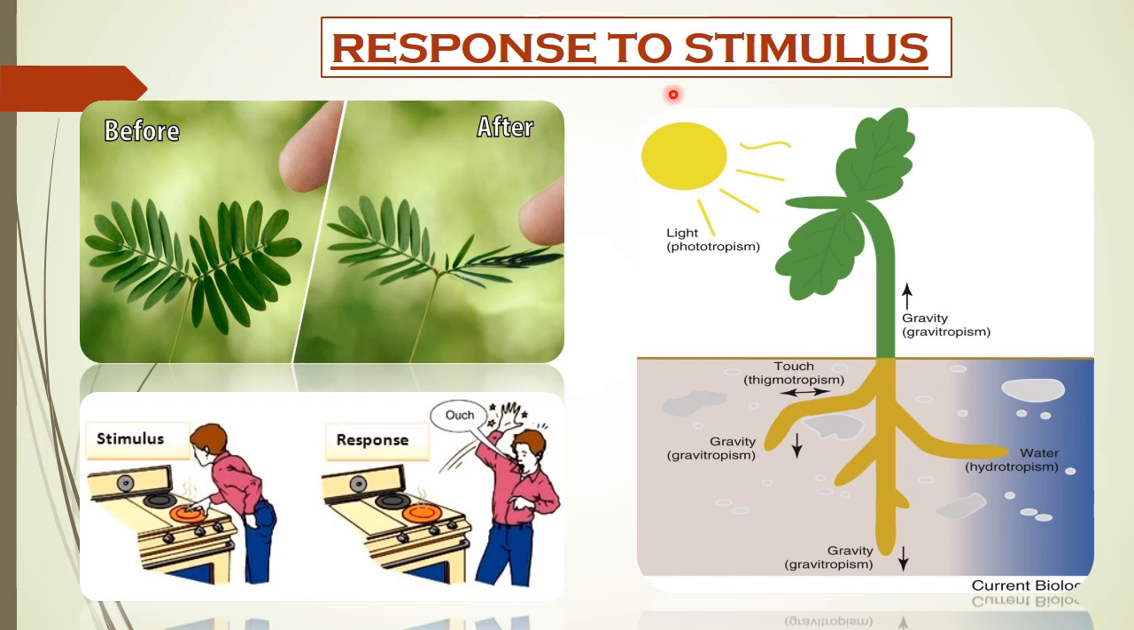Response to stimulus. All living beings react to changes around them. A change is called a stimulus and the reaction to the change is the response to the stimulus. Even plants respond to stimulus. The stem of a plant bends towards the light, that is, it shows movement towards the light, and the roots grow towards the ground, showing movement towards gravity. The leaves of the touch-me-not plant fold when they are touched. When we touch a hot pot, we immediately withdraw our hand. This is also an example of response to stimulus.